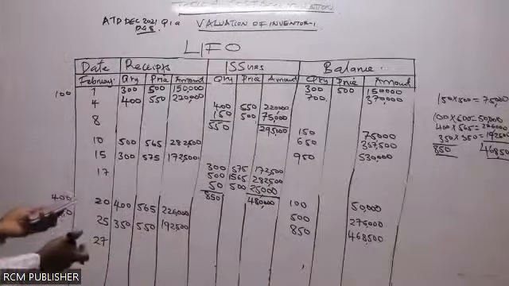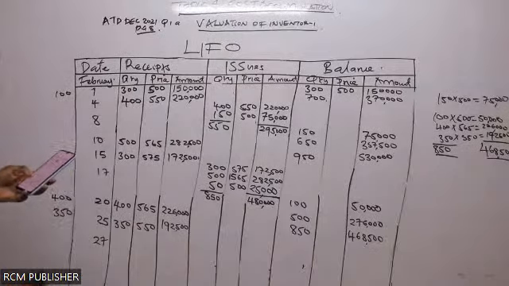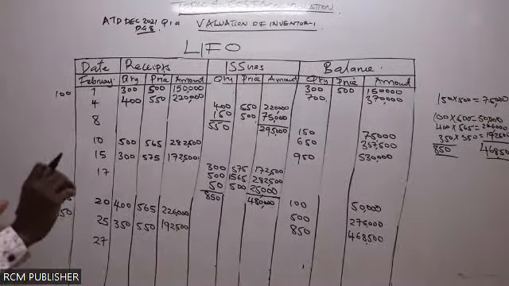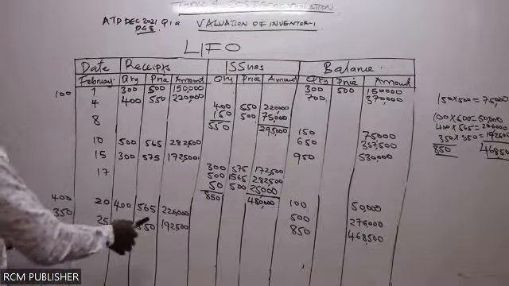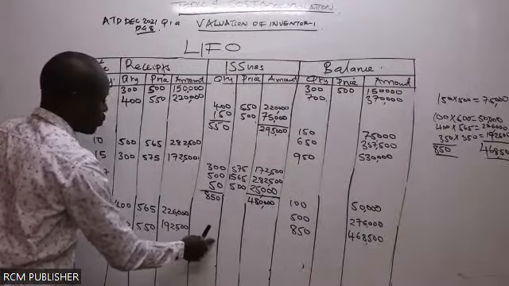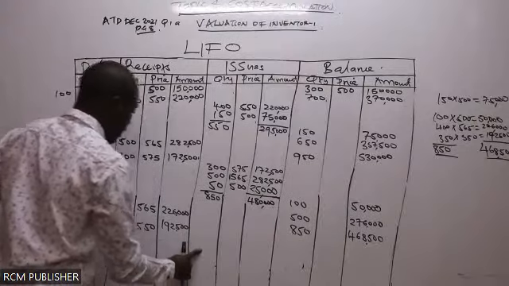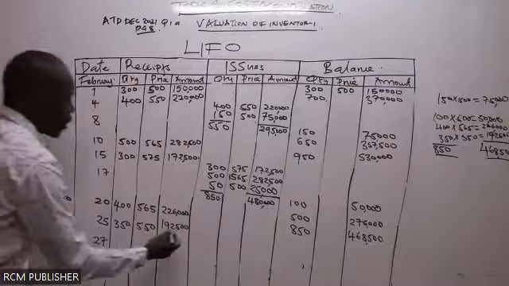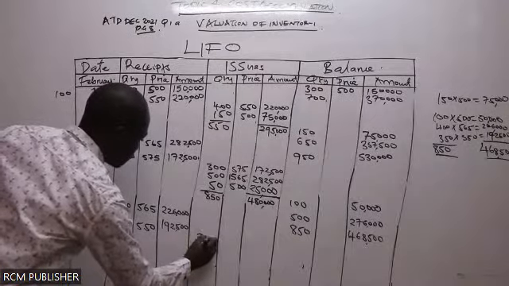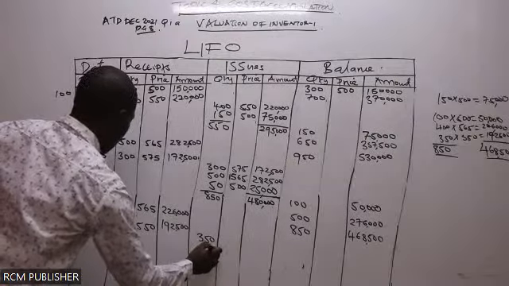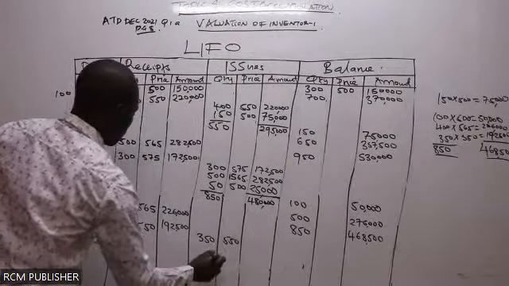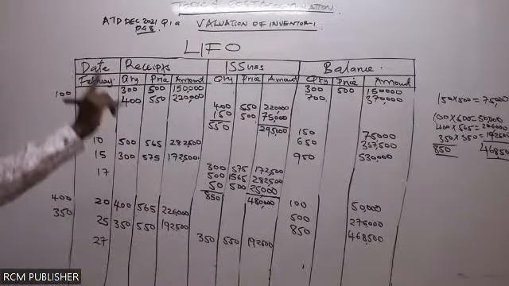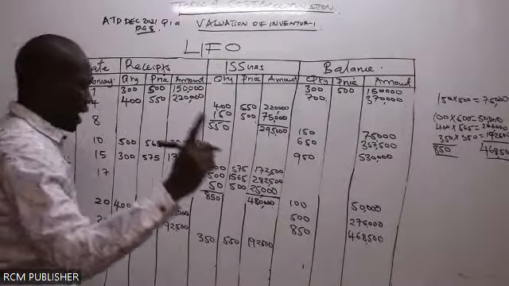Okay. Let's move to the last date. That is 27. What are they doing on 27? They are issuing goods. In terms of quantity, 700 units. So let's come to this particular point. We want to issue 700. The latest stock is this 350. It cannot give us 700. So it means we are going to take the whole of it. 350 will be taken away at 550 to be equivalent to 192,500.